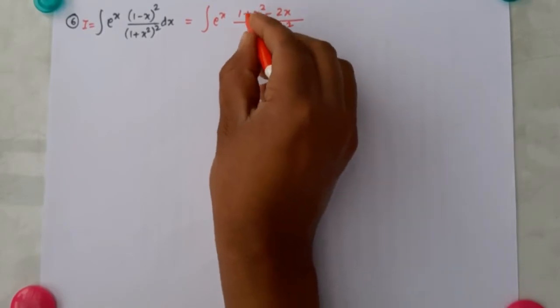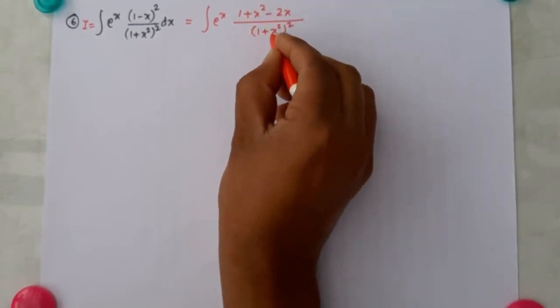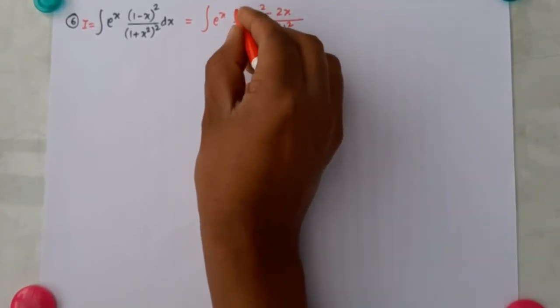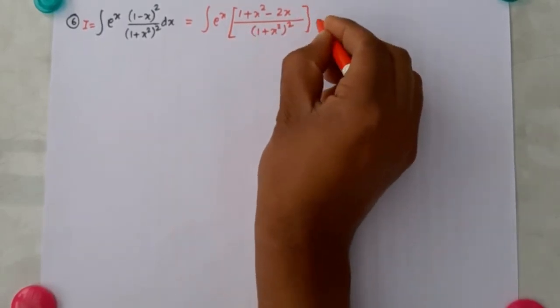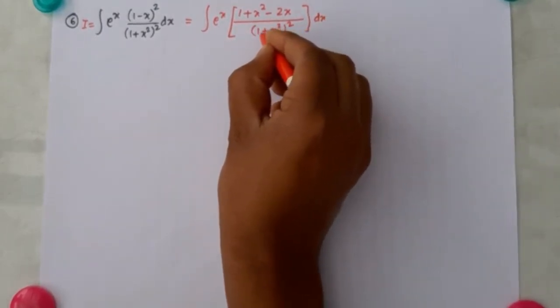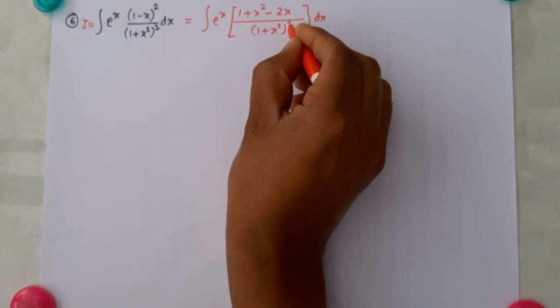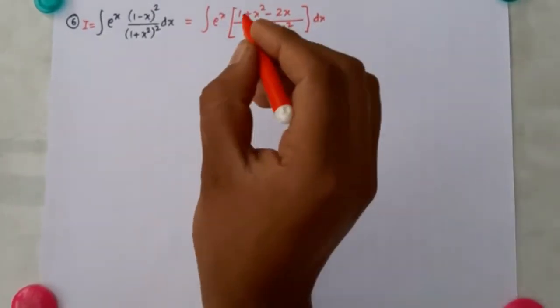Why am I keeping this? Because I have got 1 plus x square here, so I'm trying to cancel them out. Otherwise you could have put the formula for (a plus b) whole square here also, but I'm not doing that. You will understand why.